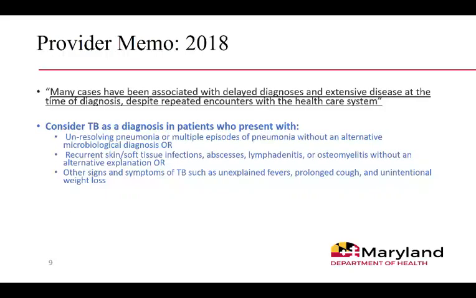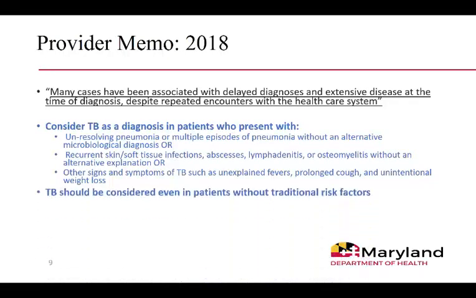TB should also be considered in individuals with recurrent skin soft tissue infections, abscesses, lymphadenitis, or osteomyelitis without alternative explanations, or in those that are experiencing other signs or symptoms of TB, such as prolonged fevers, cough, or unintentional weight loss. Importantly, individuals should be considered for tuberculosis even without having clear traditional risk factors for TB. We have seen that many cases of TB have been associated with delayed diagnoses and consequently with extensive disease at the time of diagnosis, despite repeated encounters with the health systems.